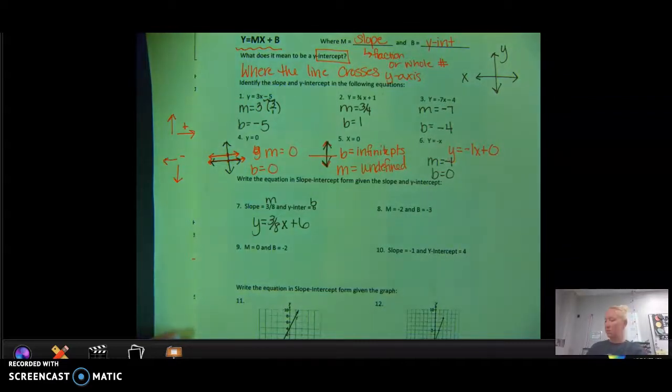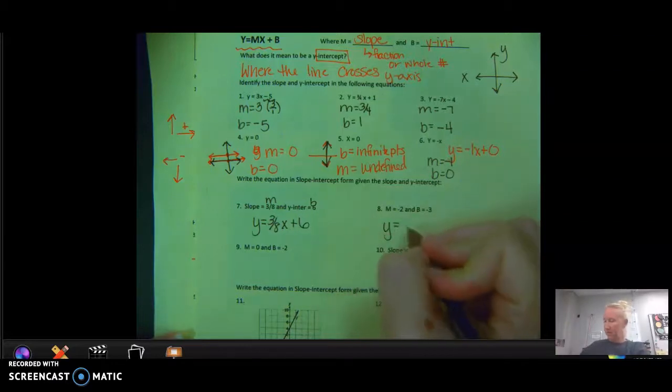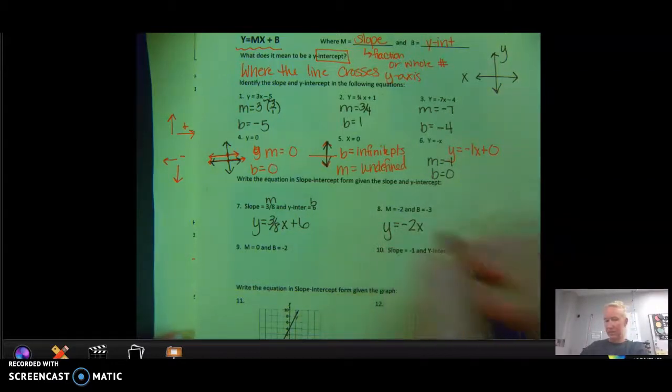So pause me, unpause me when you're done. So hopefully you've tried these. Number 8 is y equals negative 2x, because it's a negative 2 for slope, plus a negative 3, but normally you'll just see that as minus 3 instead of a plus negative 3.